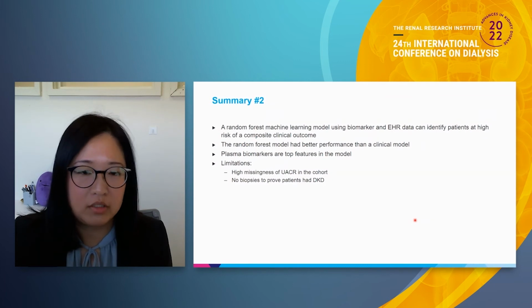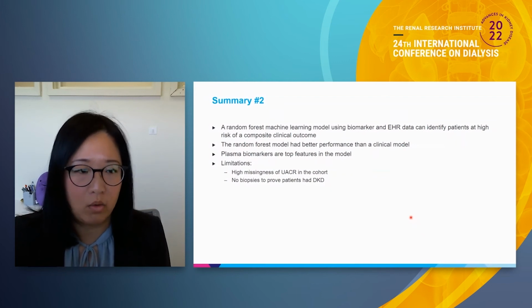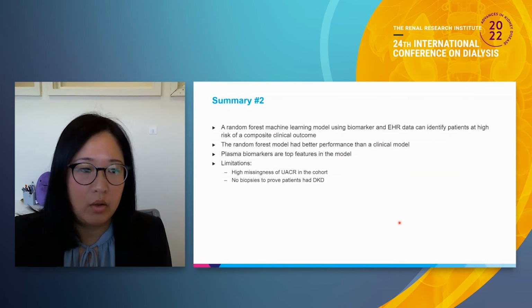The major limitations of this study were that we had high missingness of the UACR in the cohort. Around 30 to 40% of patients did not have a UACR value. However, this is similar to true clinical practice, where oftentimes patients don't have a UACR measured. We did not identify patients who had biopsy-proven diabetic kidney disease, and therefore we may have included people who have other forms of kidney disease.